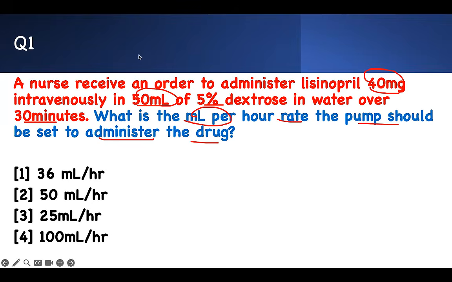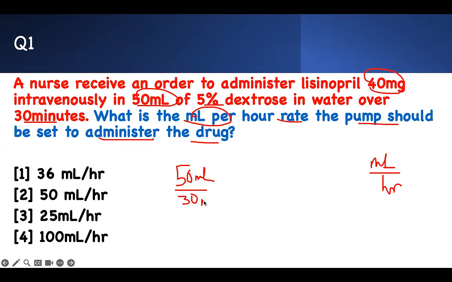What was prescribed? They give you a bunch of information, but you're not going to use it. That's the problem. That's what confuses people. They want you to use all the information. You don't need to. They said, what is the ml per hour? So what I need is an ml per hour. That's all. You don't even need to use the mass of it. It's just the volume. The 50 ml is being given over 30 minutes.